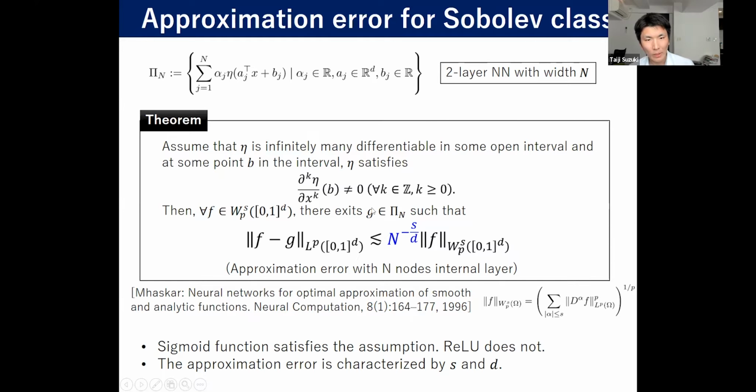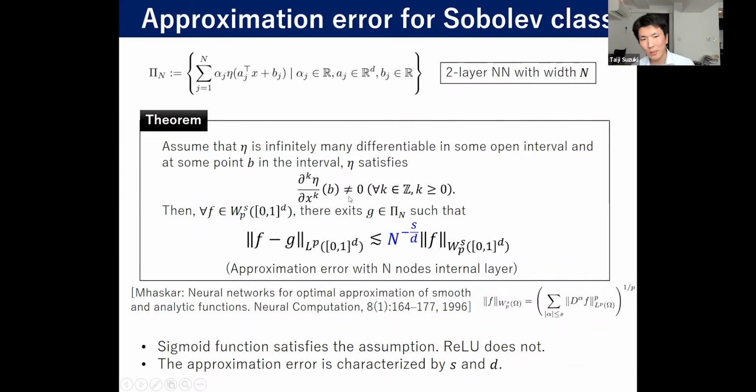For that purpose, we consider a two-layer neural network with width n. As the activation function eta, we consider an activation function that satisfies this property. That is, eta is infinitely many times differentiable in some open interval, and at some point b in the interval, eta satisfies this condition. That means that every derivative of eta at point b does not vanish. I mean, for every k, the k-th order derivative does not vanish.